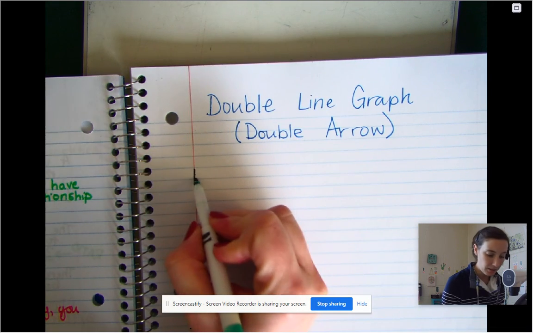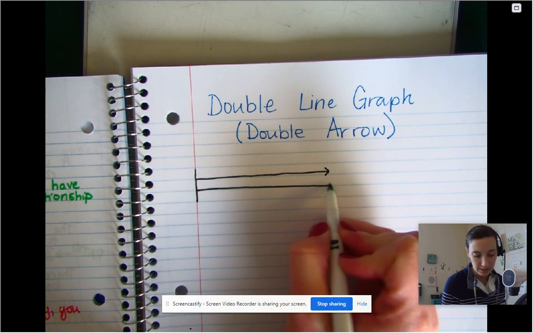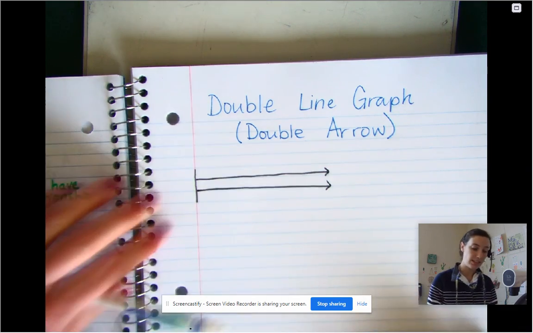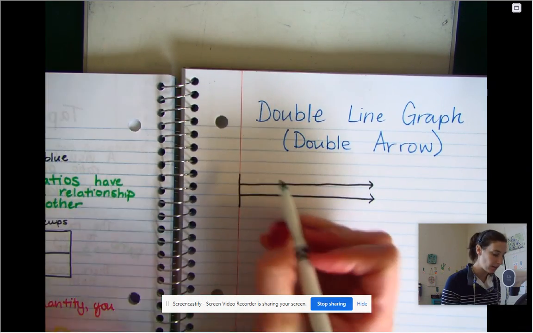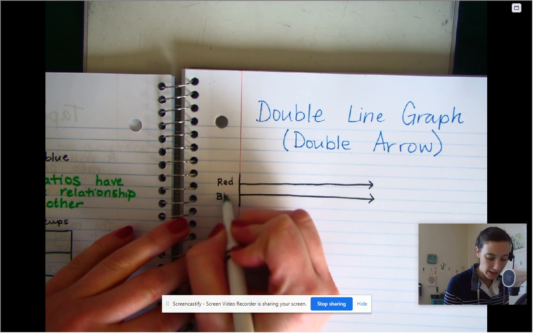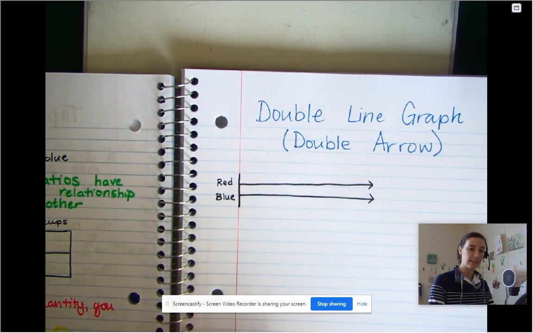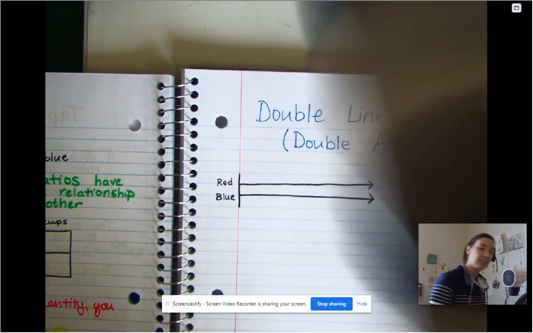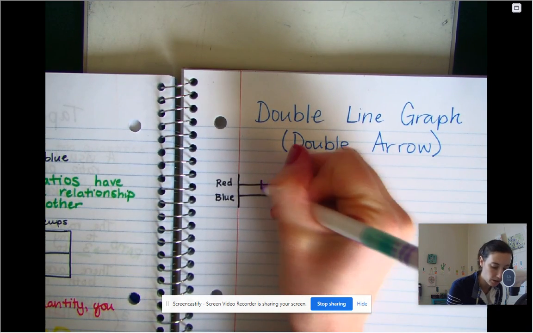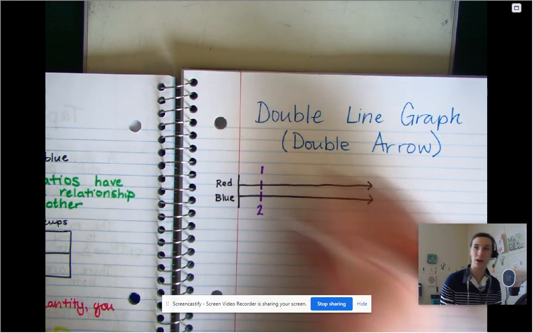So in a double arrow, you'll have two arrows like this, and each arrow represents a different quantity, a different thing. So if we go back to our example of red marbles and blue marbles, the top arrow would be red, the bottom arrow would be blue. And at any given point on this line, that is a certain ratio that could occur. So we know that we would have one red marble to two blue marbles.